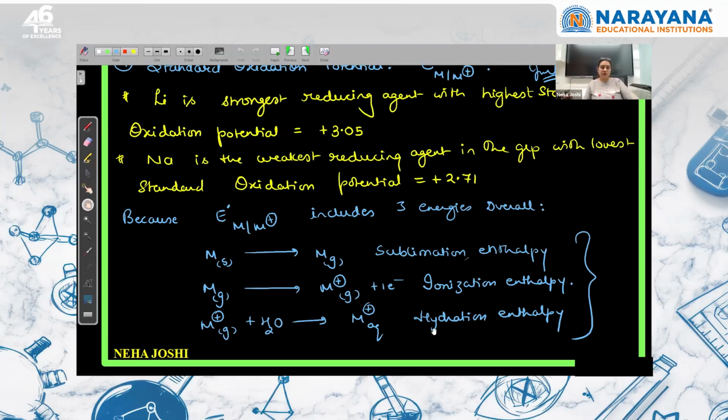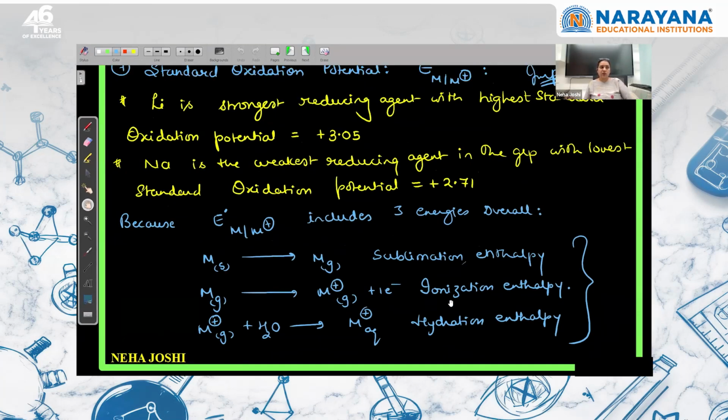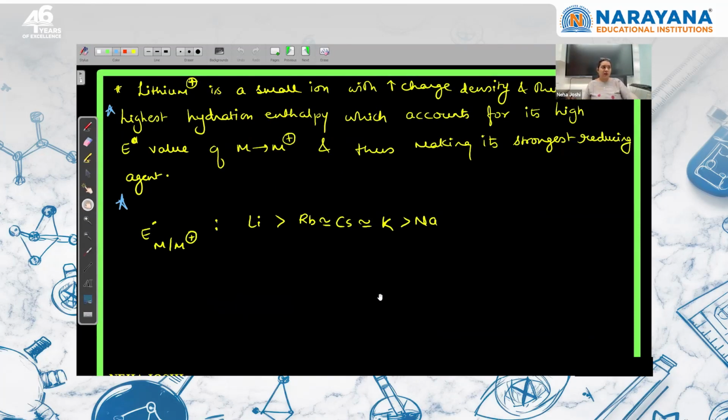Because of the combination of these. Lithium becomes the winner because of high hydration enthalpy. Similarly, potassium, rubidium, cesium become the winner due to low ionization energy and sublimation enthalpy. That is why they become the winner, and sodium becomes marginally so, but still, if order is asked, I'll say it is the weakest reducing reagent in the group. Here I have pointed out the reason again.